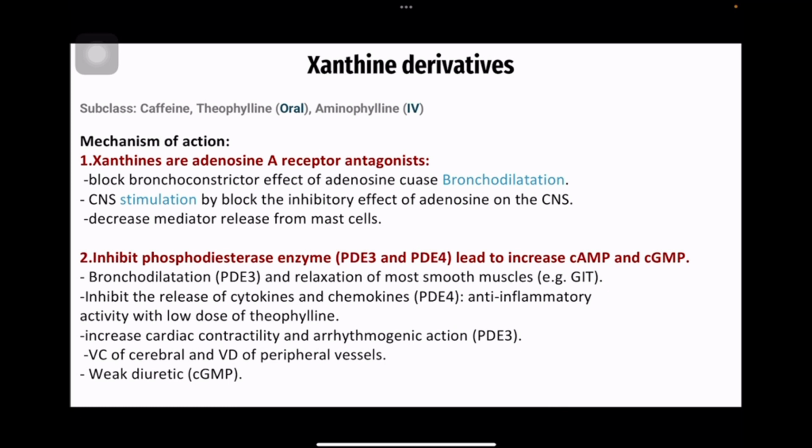will increase cardiac output, cardiac contractility, and arrhythmia, and cause cerebral vasoconstriction, but vasodilation in peripheral vessels. So because of the cerebral vasoconstriction, we use xanthine derivatives in migraine cases, because migraine patients have cerebral vasodilation, and they also act as weak diuretics through cyclic GMP.